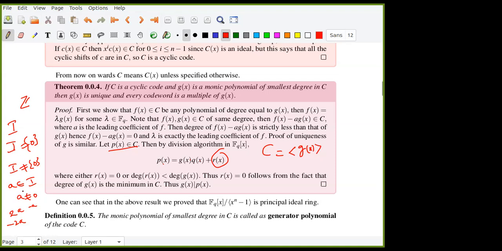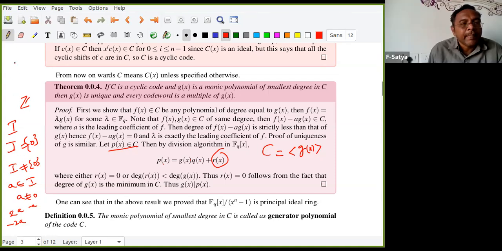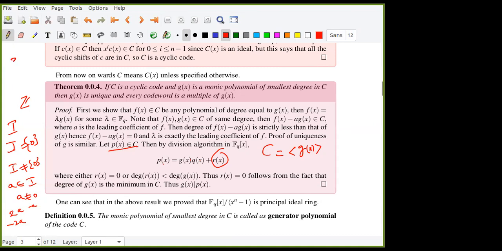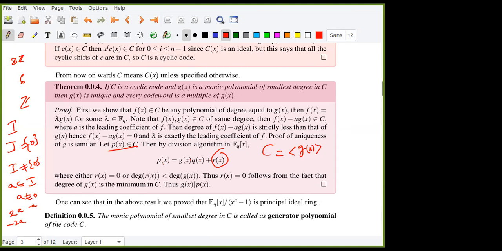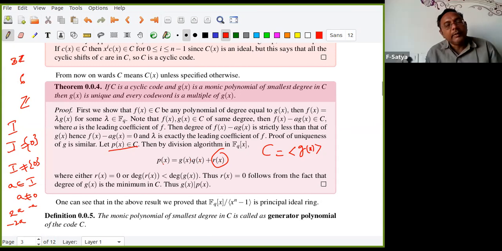No. See, this does not mean that. Maybe my ideal is 3Z, but I started with 6. My A equal to 6, right? If you take only multiples of 6, then I'll get 6Z. But I told that A is non-zero, but A need not generate. So what do I have to do? We take all the positive elements, and by the well ordering principle, we have a least element. Take the least element. We'll prove that it is a generator.